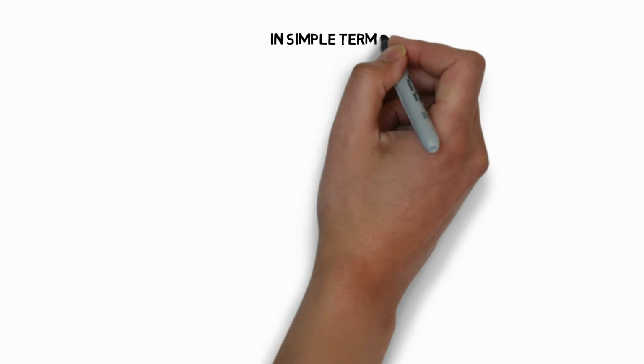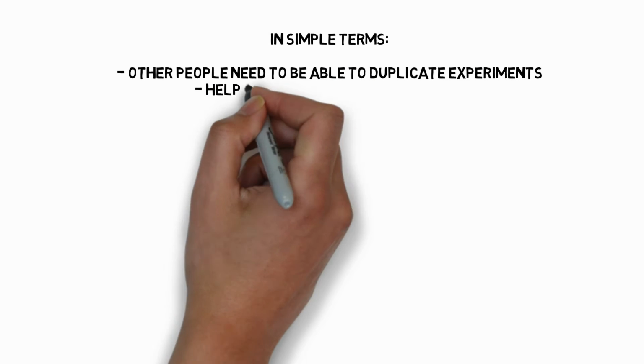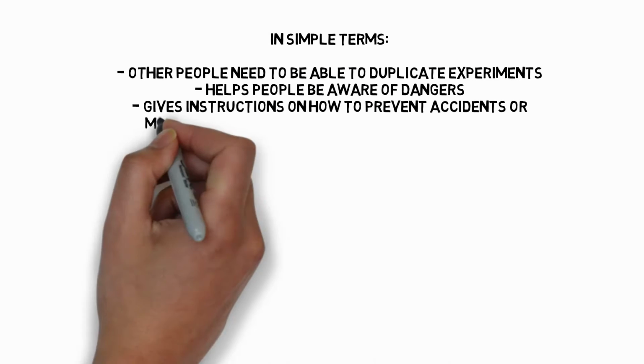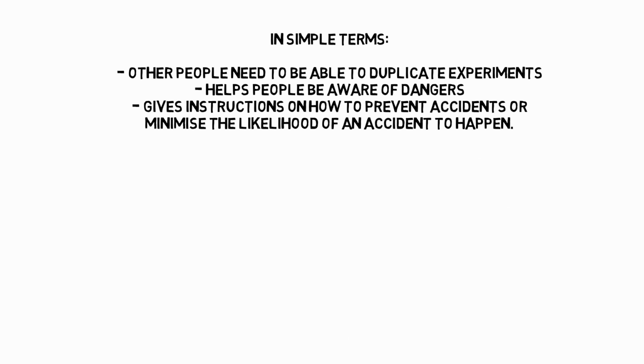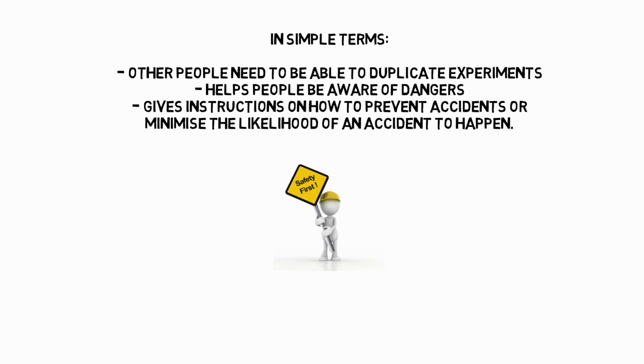Just remember, in science we need to design experiments that can be duplicated by others so that they can test the main question that you have. So a risk assessment helps other people who are duplicating your experiment be aware of the possible dangers and instruct them on how to prevent or minimize accidents.